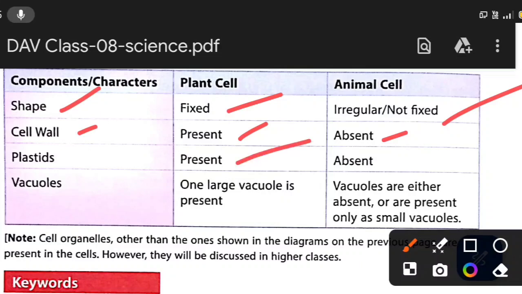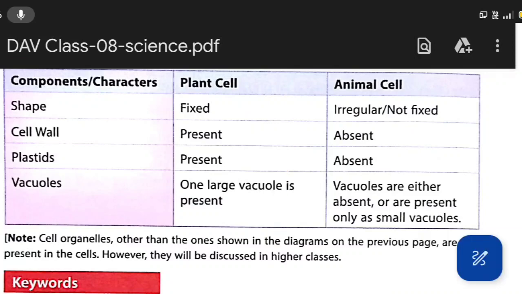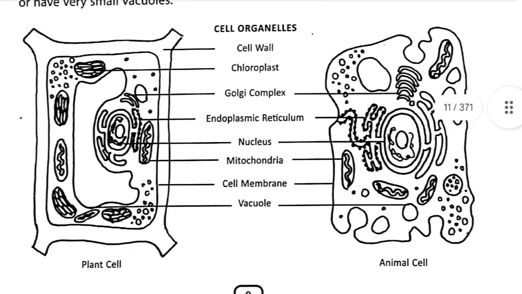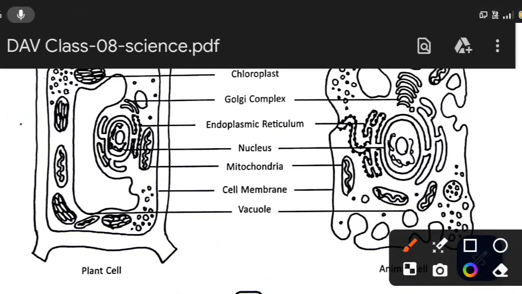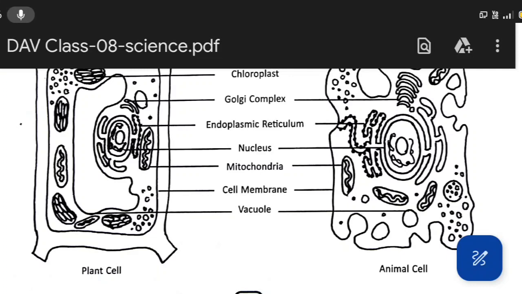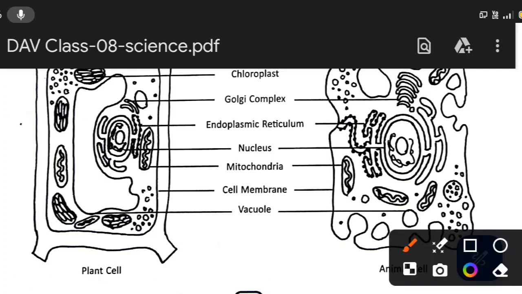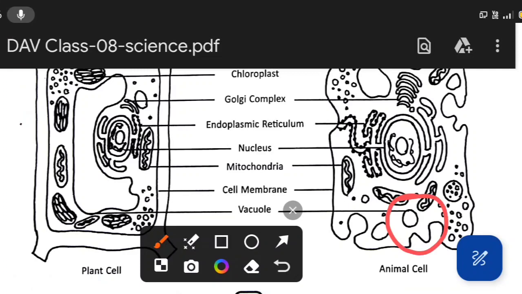Plastids are present in the plant cell, but absent in the animal cell. Vacuole: in the plant cell, one large vacuole is present, while in the animal cell vacuoles are either absent or only a small vacuole is present. We saw them here. This is the small vacuole, but this is the large vacuole in the plant cell.